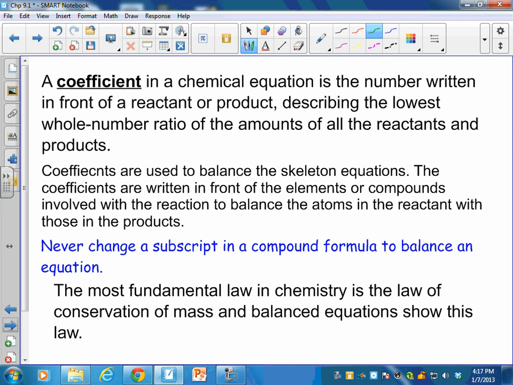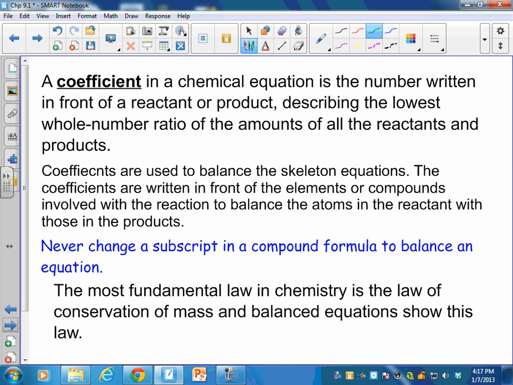Now, oftentimes we have problems where they give you the skeleton equation already and you just have to balance it. If they don't have a word equation, we're going to practice some of those at the end of this lesson, where you have the skeleton equations and we're just balancing them out. So you always use the coefficients, the whole numbers in front of whatever compound or element is in the reaction.